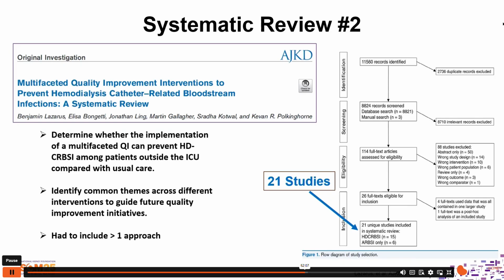But what he did is he led a systematic review to determine whether the implementation of systems and quality improvement can prevent hemodialysis catheter-related bloodstream infections in patients outside the ICU, compared with usual care. They also wanted to identify common themes, like what were the tools that you all used that helped? And it had to include more than one approach in quality improvement, so 2+ approaches. Really, I think trying to show a commitment that the system, or the center, had to systems and QI improvement on a larger scale.